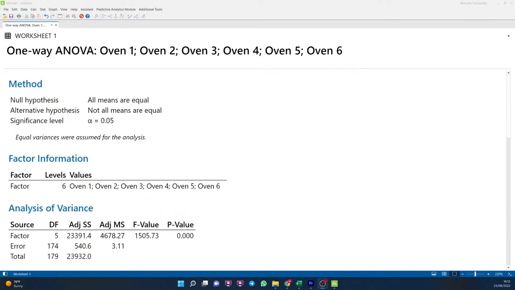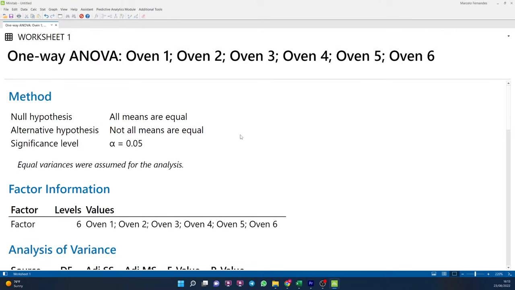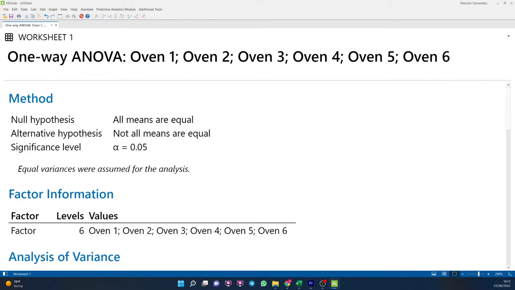And then what is what we call the alternative hypothesis? It is not all means are equal. So what is this? What I am saying is that at least one mean is different from another. So there is at least one oven, for example oven one, that is different from oven five.